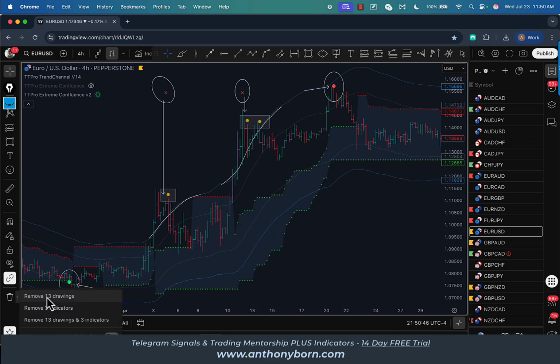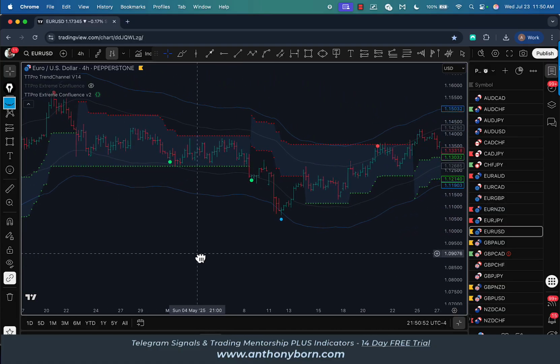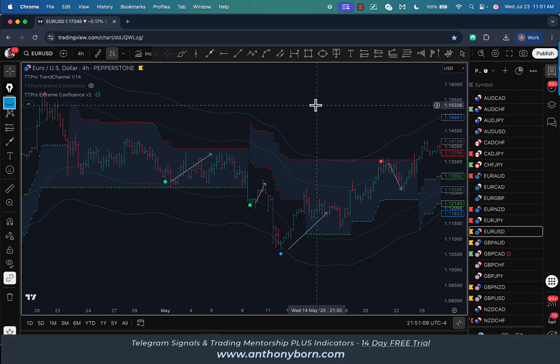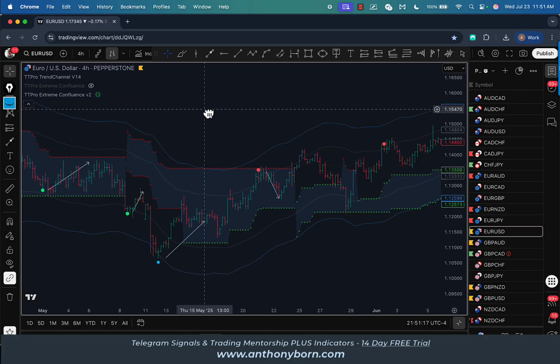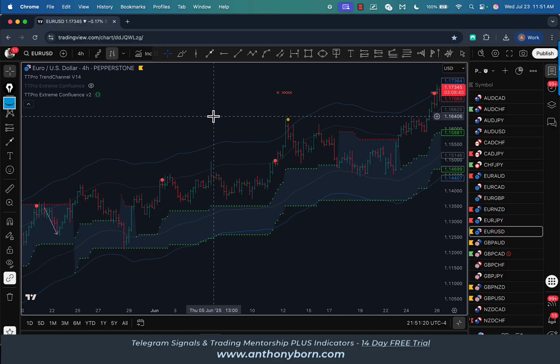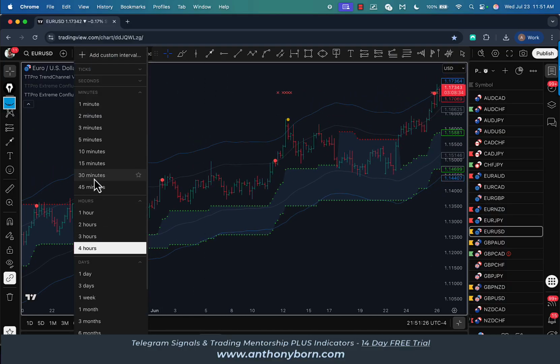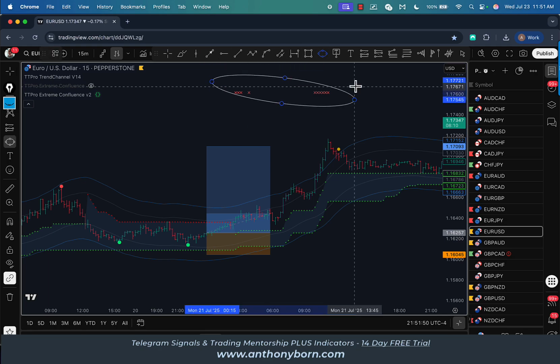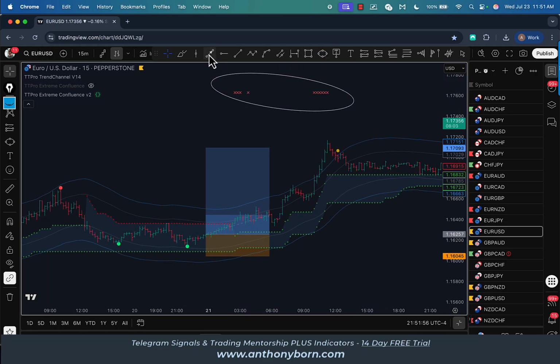I'll just remove these drawings, and we can use this if you like on a higher time frame looking for potential reversals. On the lower time frame, I've covered this in my mentorship videos, but it will generally give you a fairly good indication of when to exit a trade. So if we're on a 15-minute time frame, and let's say we entered this trade here bullish, you've got the option to exit when these fire, either here or when these two come together, when there's a confluence of this one and this one.